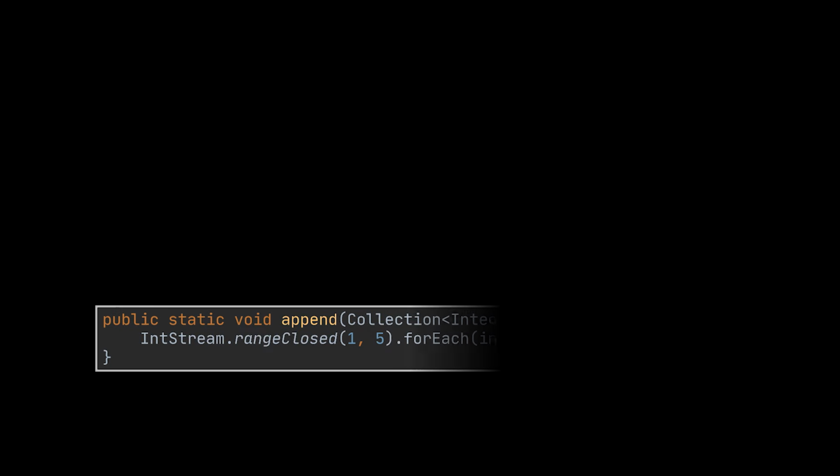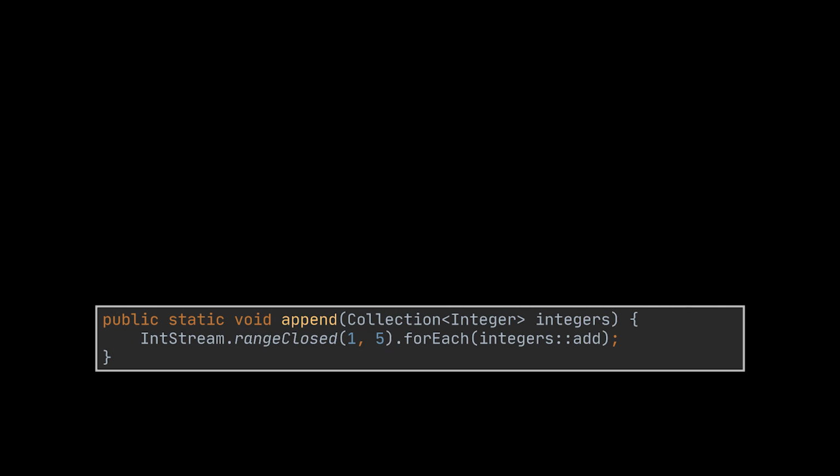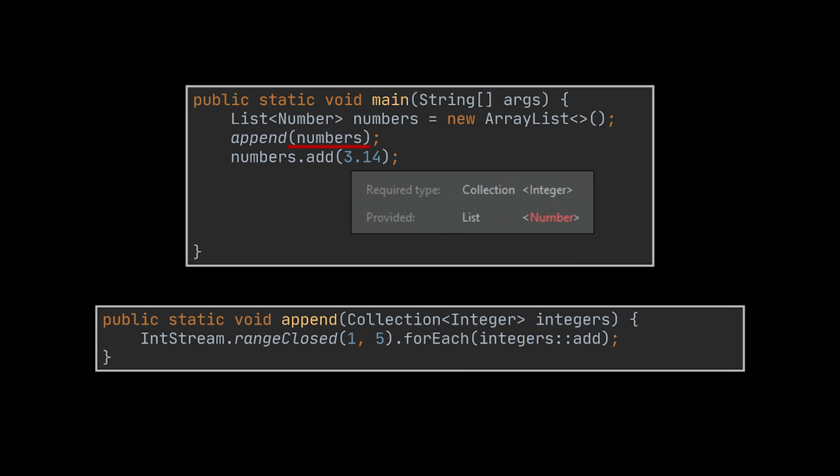Okay, now suppose we have the following method that adds the integer numbers from 1 to 5 into a given collection. Additionally, we have a list of numbers to which we want to add these integers. The method we wrote accepts a collection of integers, and hence it's illegal to pass a list of numbers to it. And here, the extends wildcard cannot be used, because number is a supertype of integer and not a subtype.